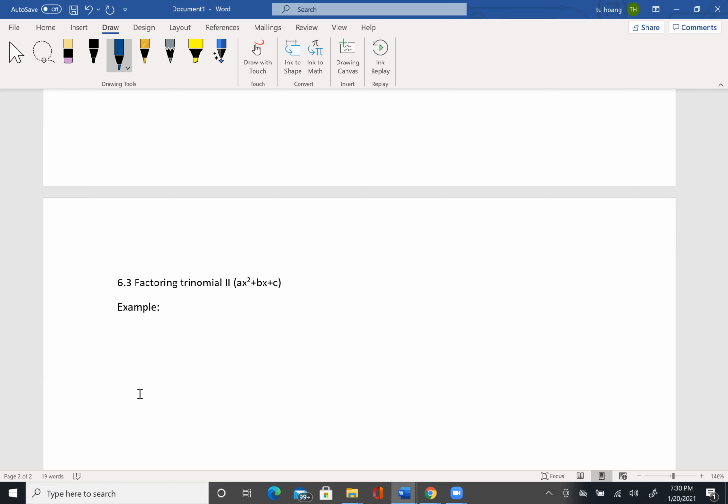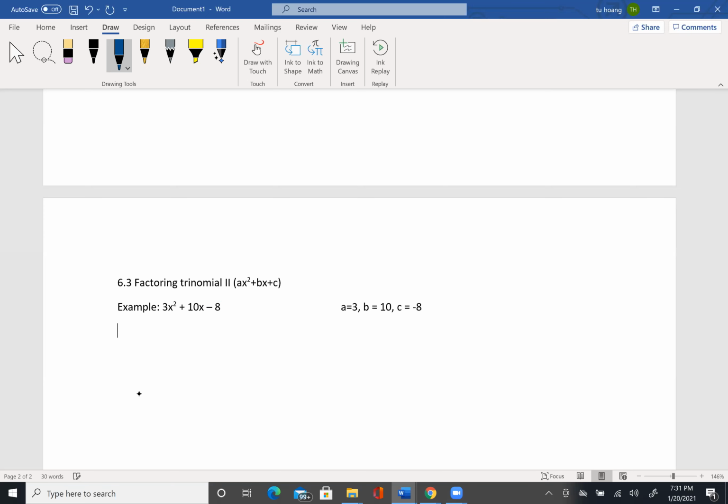Let's do an example. All right, I have 3x squared plus 10x minus 8. Now what do I have? Let's list it out, right? So a equals 3, b equals 10, and c equals, make sure we don't forget the negative, negative 8.